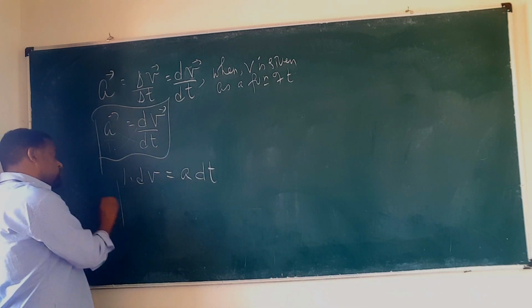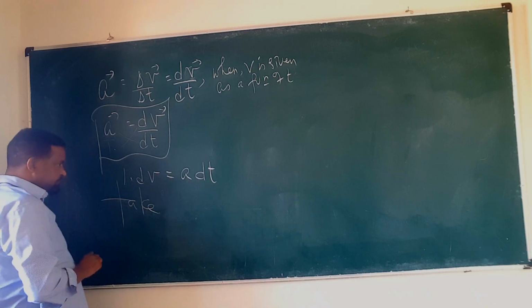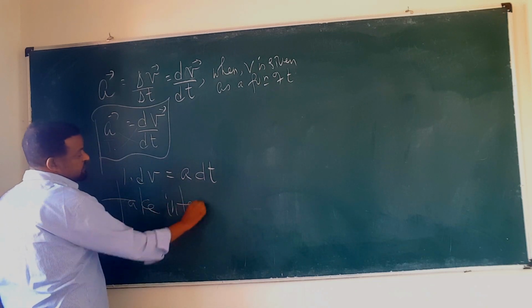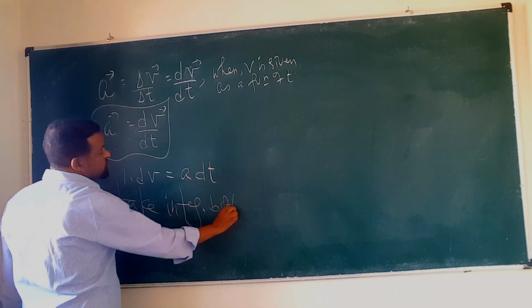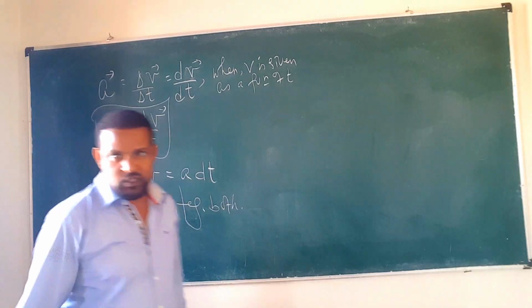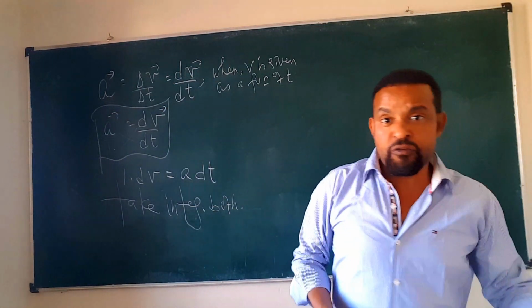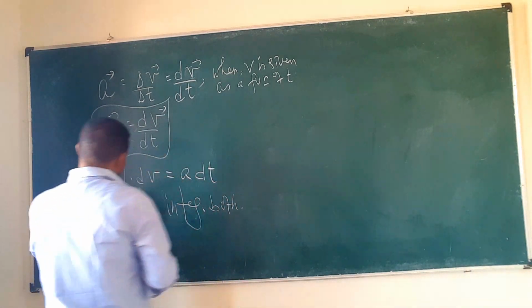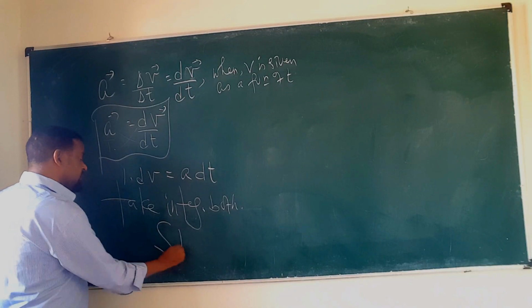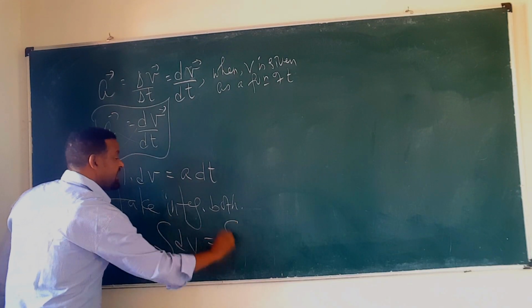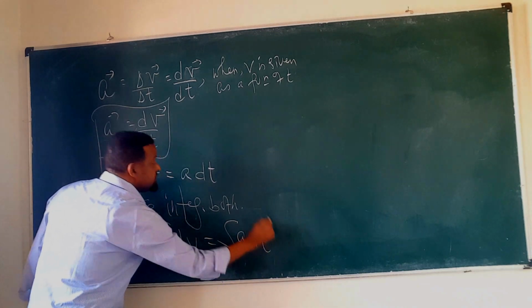So take integration on both sides, of course. That means integrate both sides with respect to their variable of integration. So the integral of dv is equal to the integral of a dt.